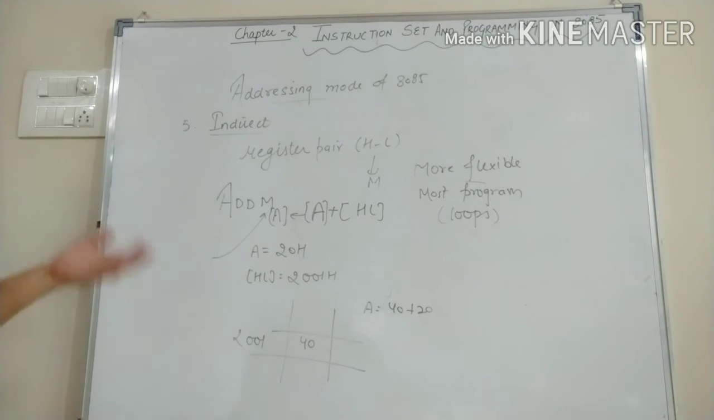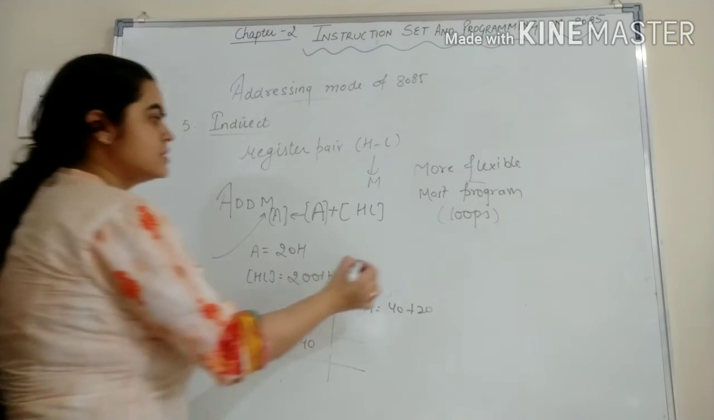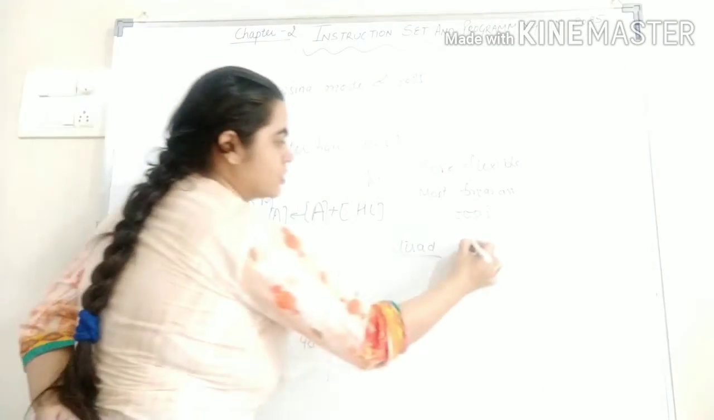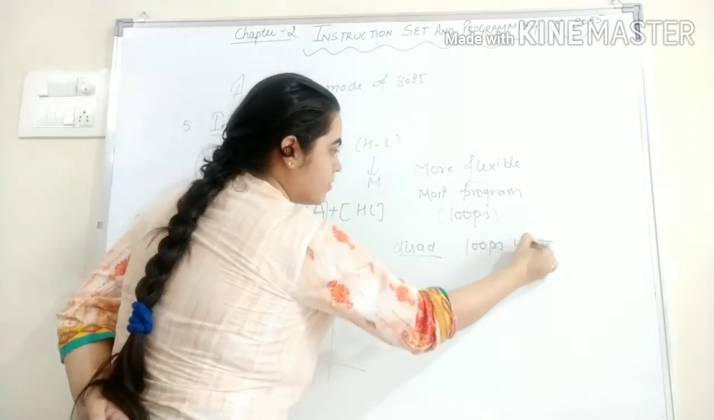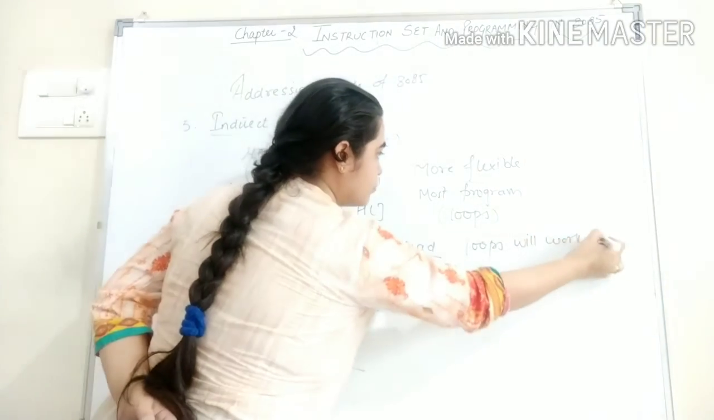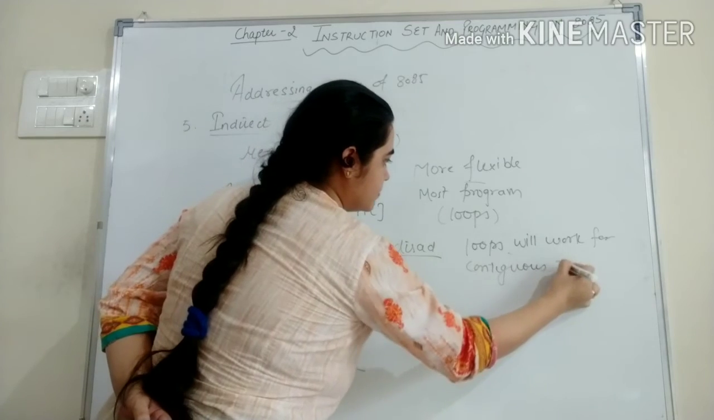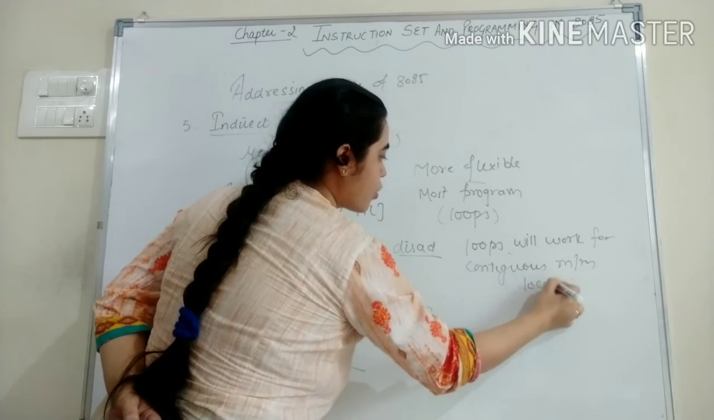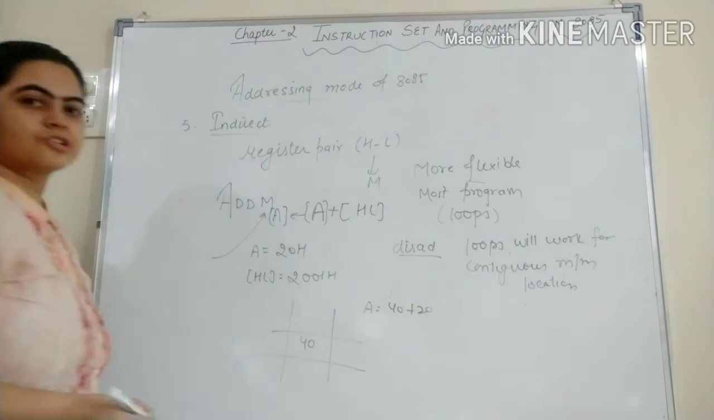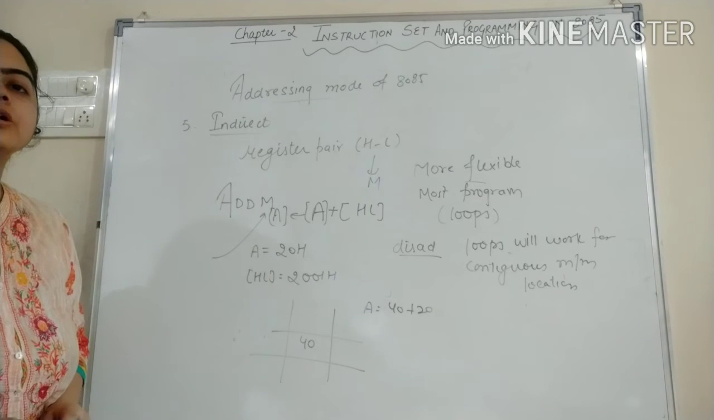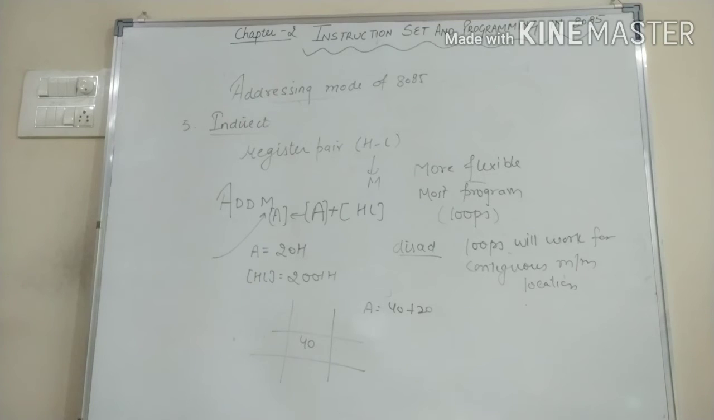But what is the disadvantage? The disadvantage is that loops will work for contiguous memory locations only. Okay, if we are talking about different memory locations that are not in a series, then this addressing mode will not work. Now I will tell you with the help of an example.